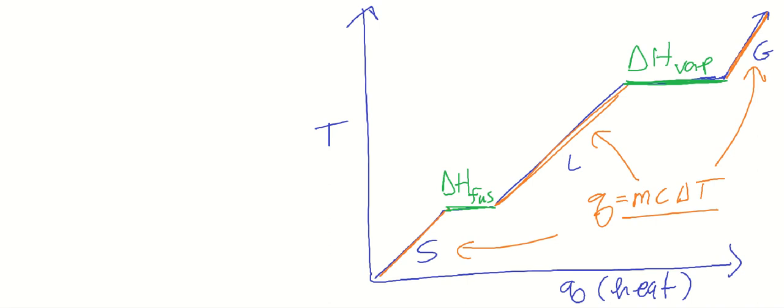Oftentimes heat of fusion and heat of vaporization, they give you in terms of kilojoules per mole. So whatever mass you have, you have to convert that to moles before you use it. The short of it is, for these flat parts, these phase changes, you need to get moles, because the unit here is likely going to be per mole. So you get the number of moles, you multiply that by the heat of fusion over here, you get the number of moles multiplied by the heat of vaporization, and then anywhere you see slopes, you use Q equals mc delta T.